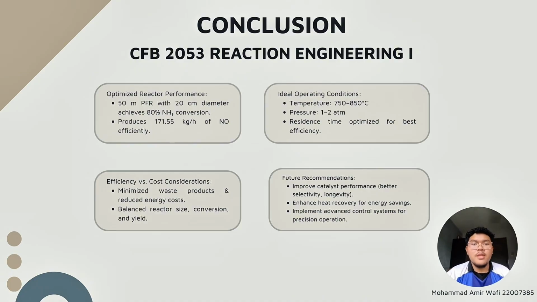We confirmed that a 50-meter long PFR with a 20 cm diameter achieved 80% ammonia conversion and produced 171.55 kg per hour of NO. Our Levenspiel plot analysis proved that PFR is the best reactor choice. We also identified ideal operating conditions, which are 750 to 850 degrees Celsius temperature, 1 to 2 atm pressure, and optimized residence time. To improve the process, better catalyst, heat recovery, and advanced process control can be implemented. These steps will make NO production more efficient, cost-effective, and sustainable for industrial application. So that's all for the reaction engineering part.